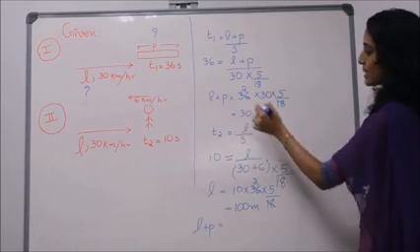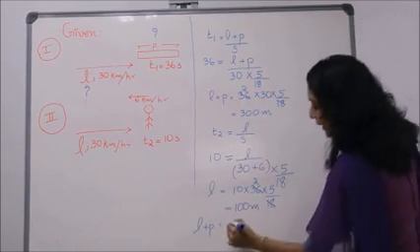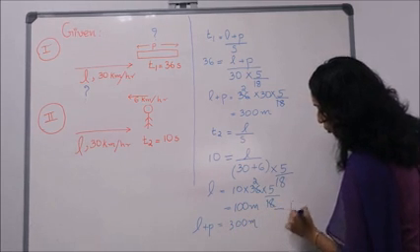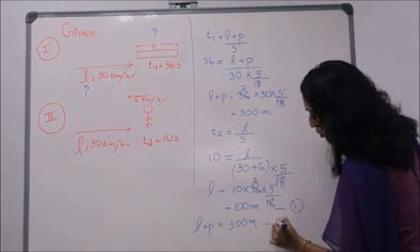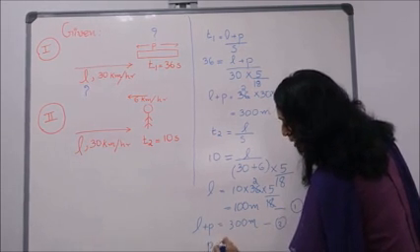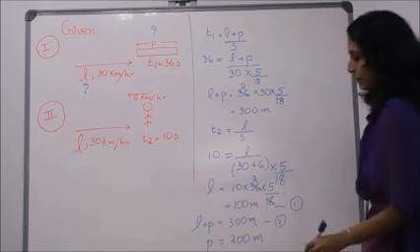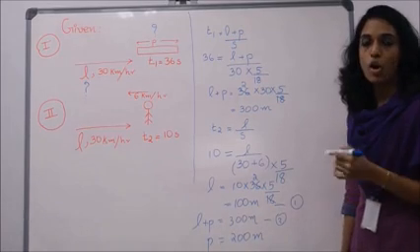And we get that L plus P is equal to 300 meter. So from 1 and 2 we get P is equal to 200 meter. So the answer is option B.